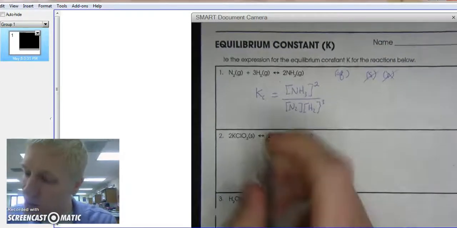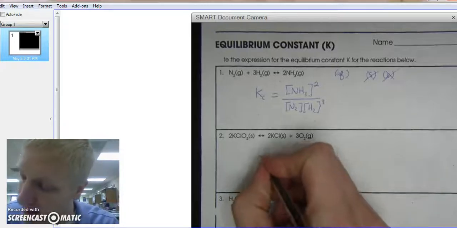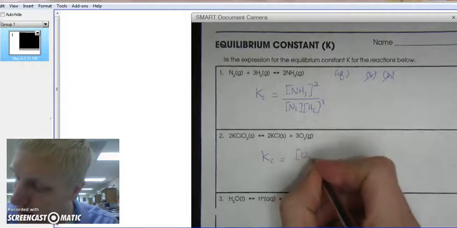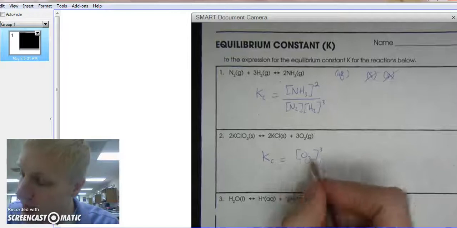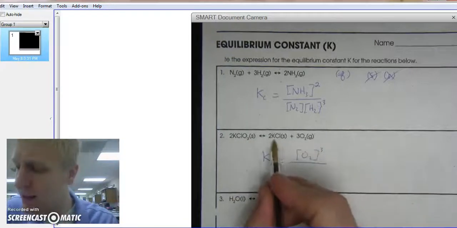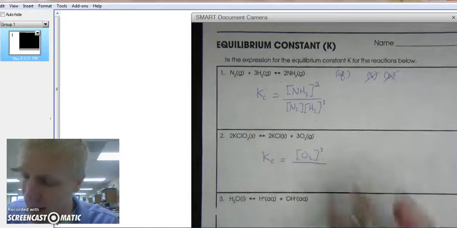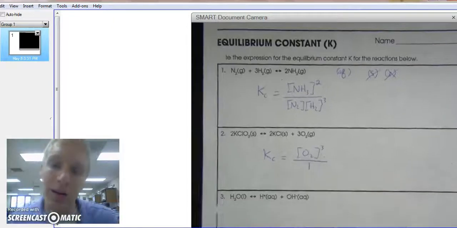So trying number 2 out. Here we got a solid, and gas. So our Kc expression is going to still be products, the concentration of our products, O2, and there's 3 of them, so it's to the power of 3, divided by our reactants. And I left out KCl because it's solid, it's omitted. And then my reactant's solid, it's omitted, so it's just over 1. Or you could just say Kc equals O2 to the power of 3.